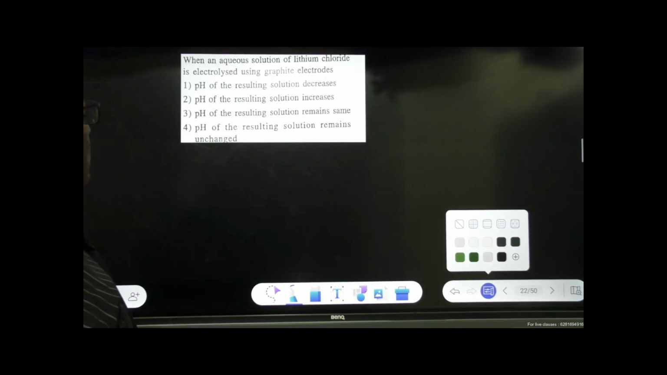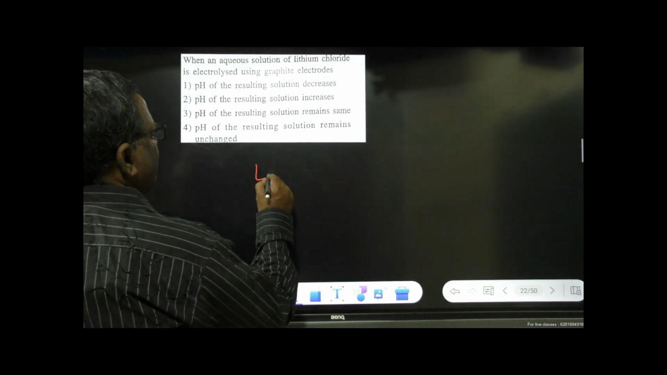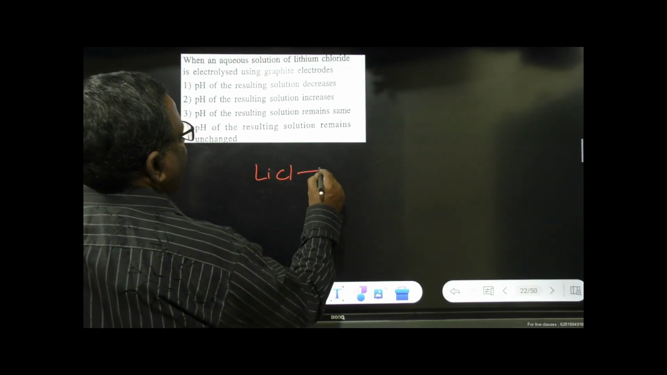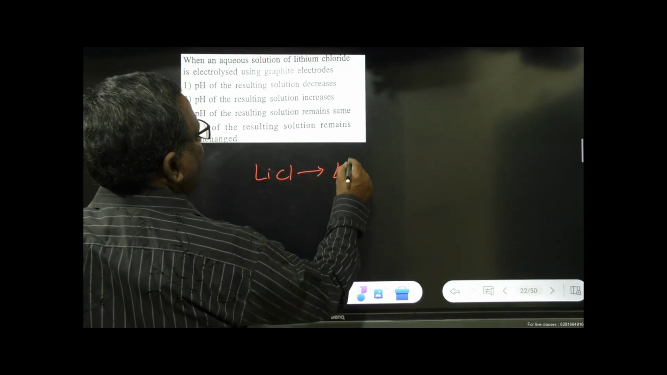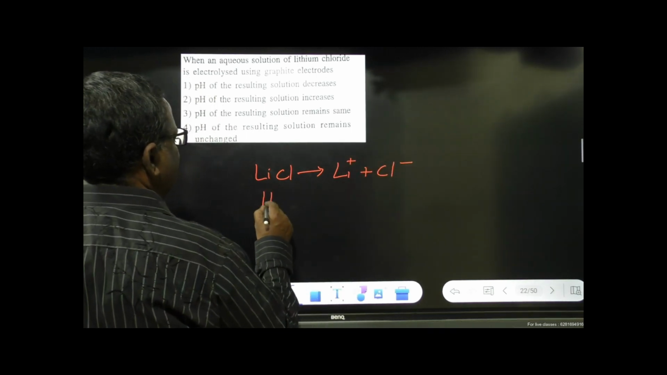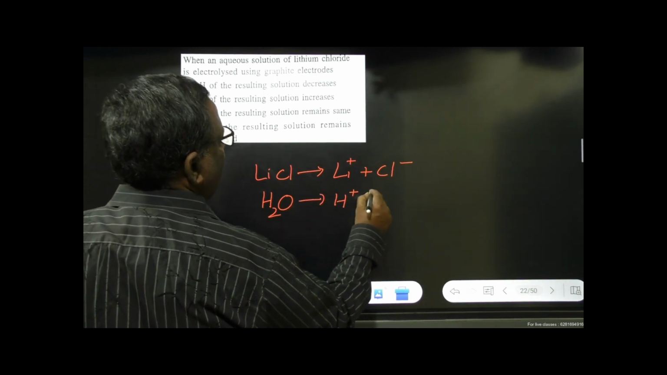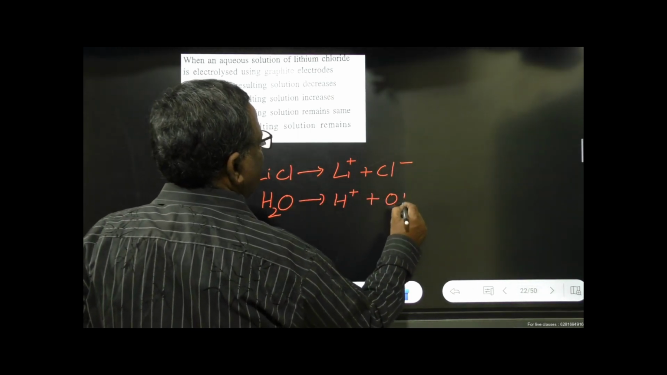Next one. When aqueous solution of lithium chloride is electrolyzed using graphite electrodes. So lithium chloride, LiCl, ionizes to give Li+ ions and Cl- ions. Since it is aqueous, you have water, which gives us H+ ions and OH- ions.